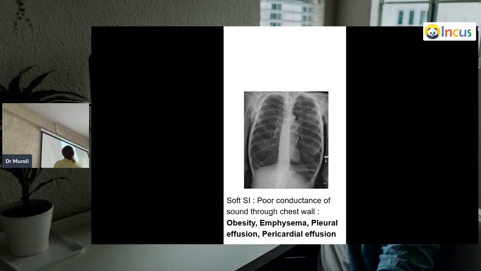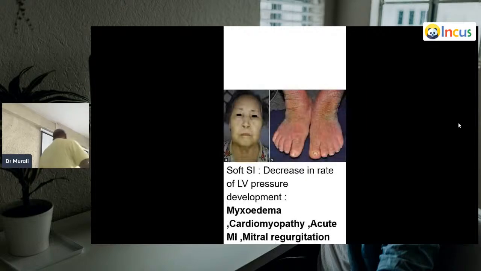soft S1, the first heart sound is soft. So what are the causes for that? The first heart sound is soft. That means between your diaphragm and the heart, something is in the middle that is preventing you from listening to it easily. Right? Because it is a high frequency, high-pitched, low amplitude sound. So obesity, pleural effusion, emphysema, pericardial effusion, they all prevent the S1 from being heard, and that is the reason for a soft S1.